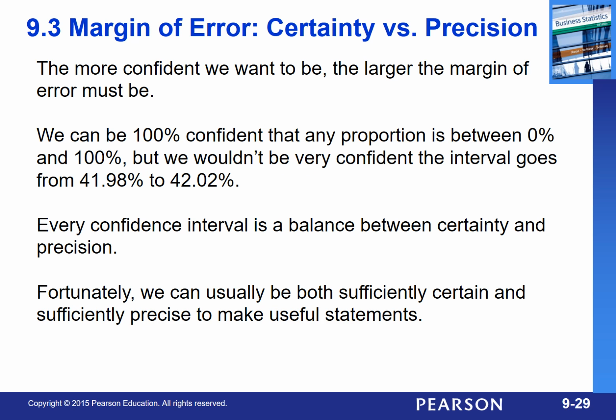There's a little bit of a catch-22 to this. The more confident we want to be, the larger the margin of error must be. Why on earth is that true? Well, we can't really be 100% confident unless the proportion is between 0 and 100%. So we really would want to be very confident the interval goes from like 41.9% to 42%. But every confidence interval is balanced between certainty and precision. Fortunately, we can make both sufficiently certain and sufficiently precise to make these statements true. So what? If this seemed like nonsense, just wait, there's the next slide.